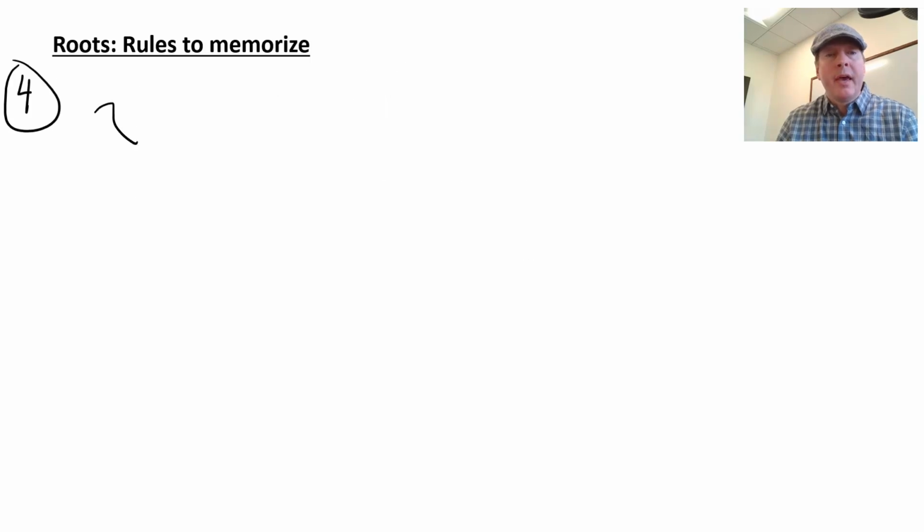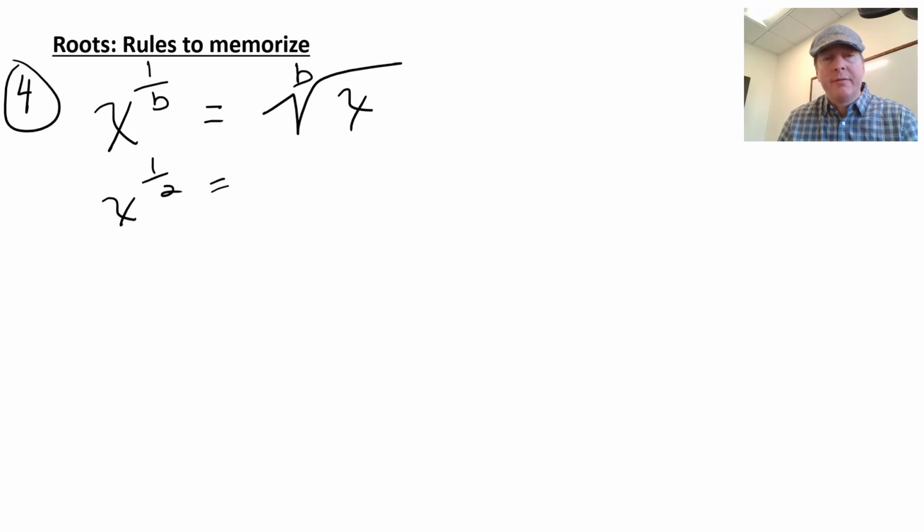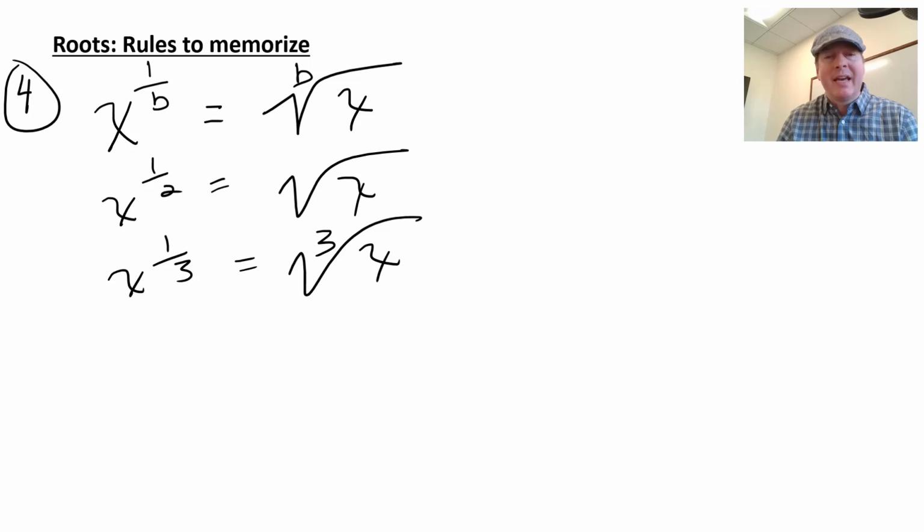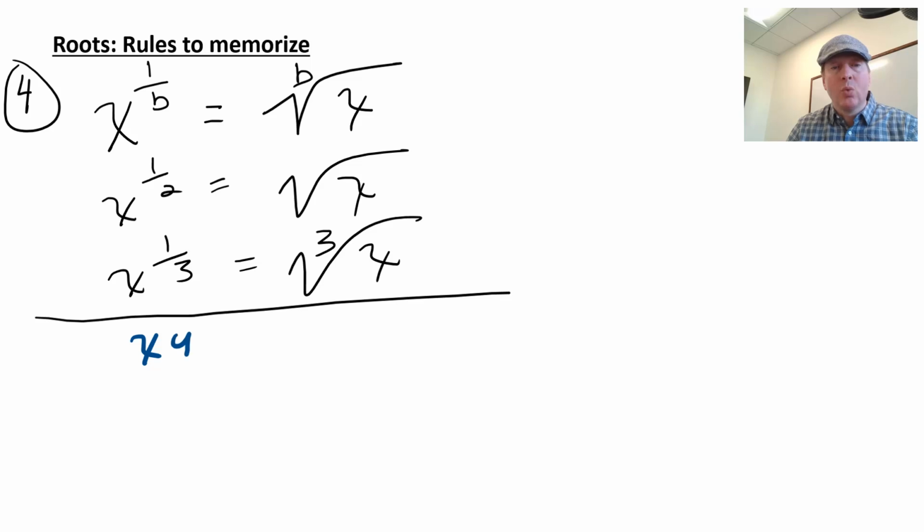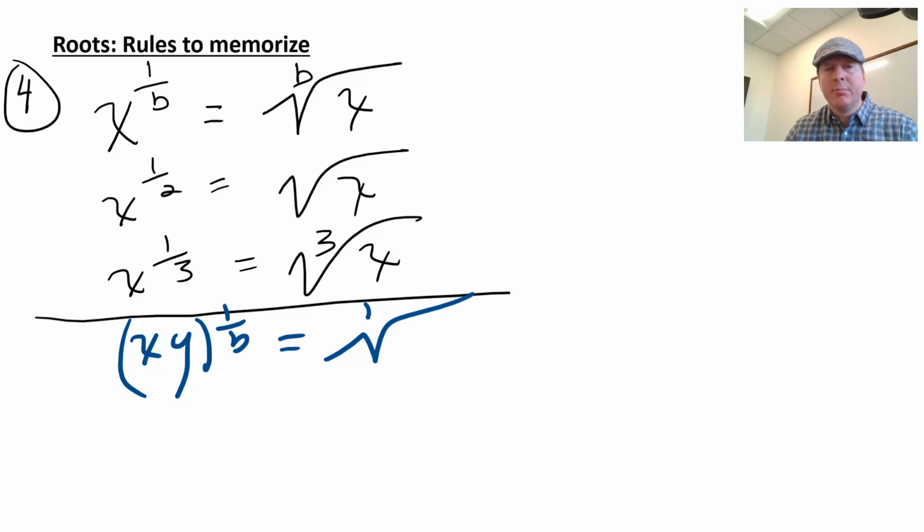Let's look at another rule. X raised to the power of, let's say, 1 over b is the b root of x. So we know that x to the 1/2 is the square root of x. We know x to the 1/3 is the cube root of x. So the index number, as it's called, goes inside that little divot there. X to the 1/2, that's an implied 2. Suppose I wrote xy raised to the power of 1 over b. That is the b root of x times y.